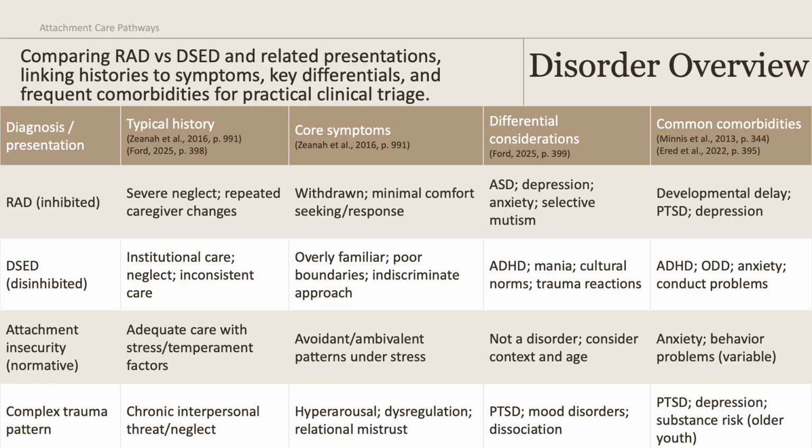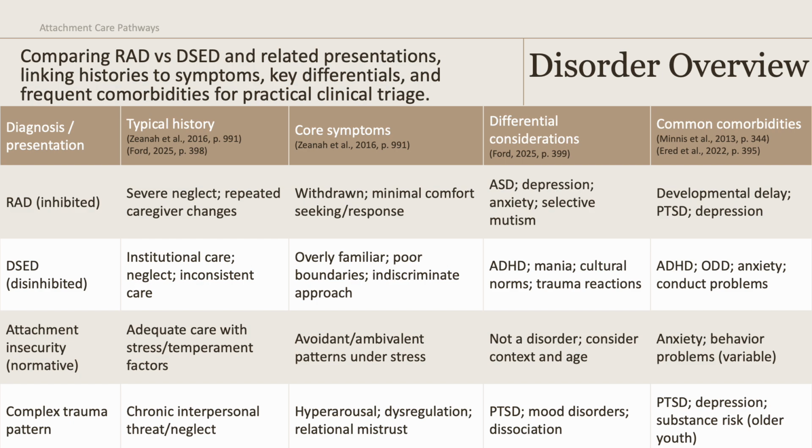Differential considerations: ADHD can mimic the impulsivity. Mania presents with similar boundary problems and overfamiliarity. We need to consider cultural norms around interpersonal distance. What's overly familiar varies significantly across cultures, and we need to differentiate this from acute trauma reactions where someone might temporarily lose appropriate social boundaries.